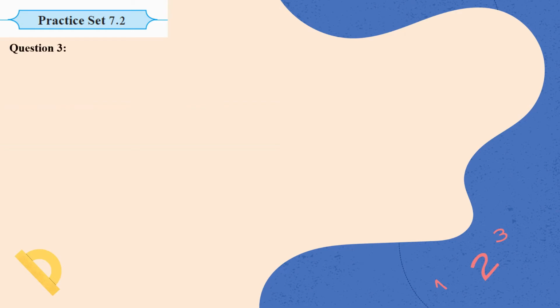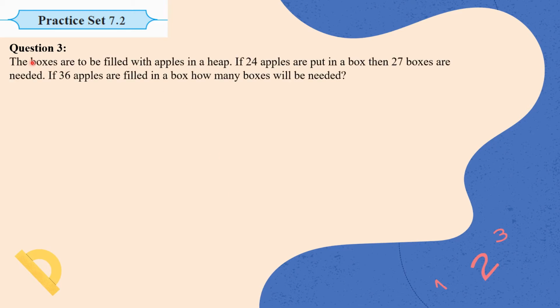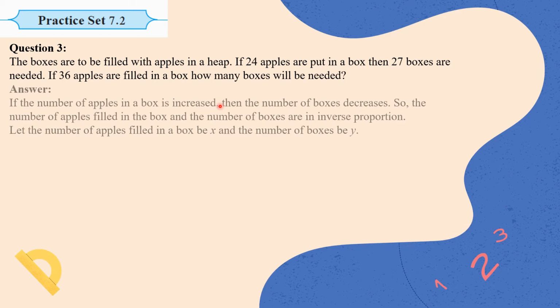Question number 3 of your practice set 7.2. The boxes are to be filled with apples in a heap. If 24 apples are put in a box, then 27 boxes are needed. If 36 apples are filled in a box, how many boxes will be needed? Clearly, this is an example of inverse variation. Let us understand and write what is given.